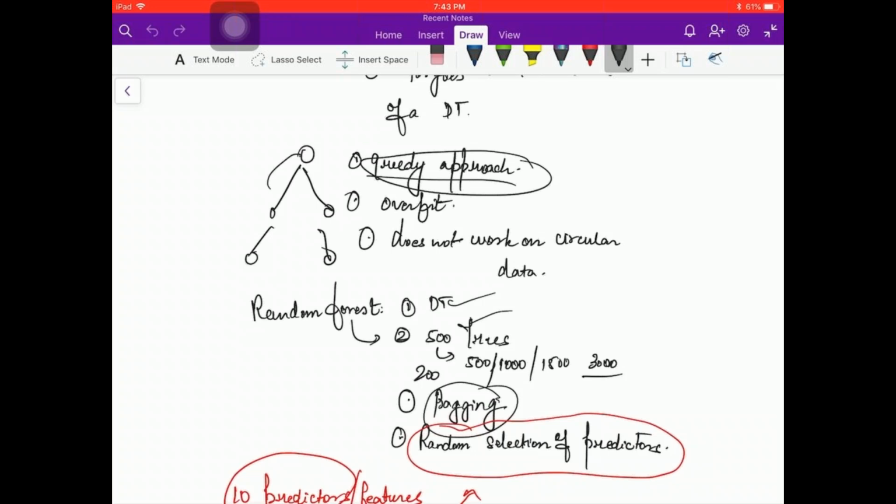For example, if your decision tree is, let's say, 30% accurate, your random forest may become 70% accurate. That's how the difference comes. So always remember, in statistical knowledge, whenever you average out, your variance will reduce, and that's why your model will become even better.